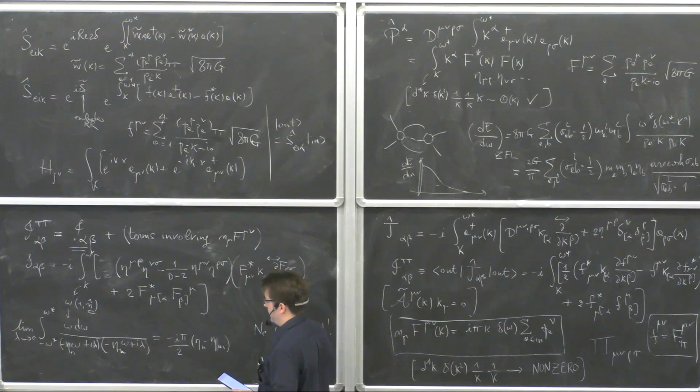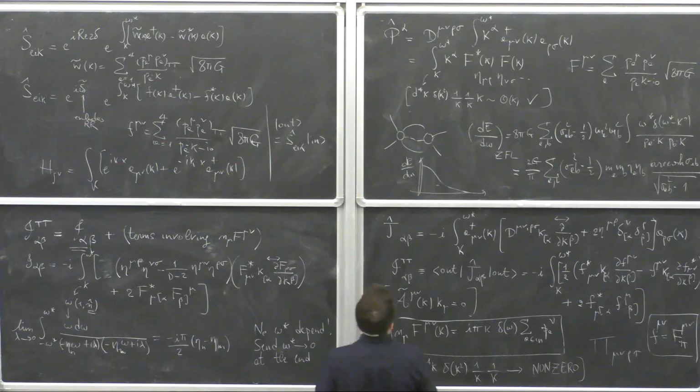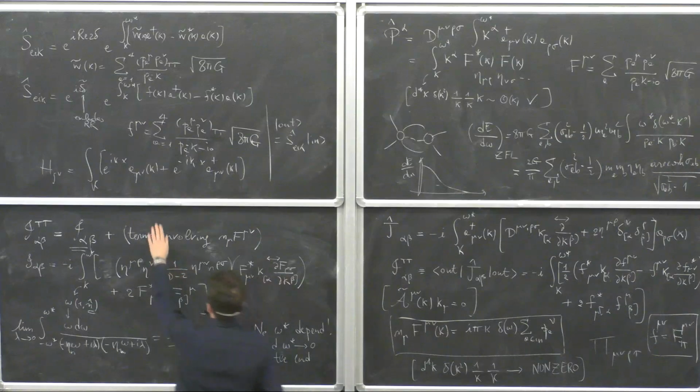And this means that we can also send omega star to 0 at the end of this calculation. And we still find a non-zero result, which is the one I'm going to write down next, perhaps over there now.